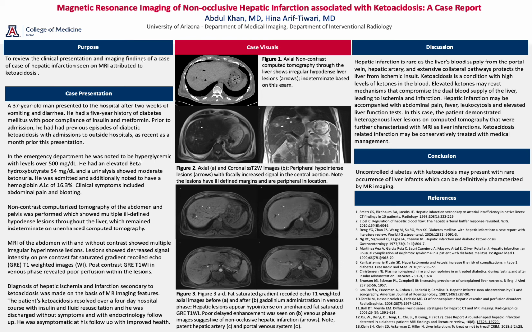The patient was managed conservatively and followed up after a month and was noted to be feeling better, was asymptomatic, and follow-up imaging showed resolution of these lesions as well. This brings up an important discussion because occasionally hepatic infarction can be treated with anticoagulants due to concern for occlusive disease, but as we can see in this case, any ketoacidosis-related hepatic infarction can be treated conservatively.